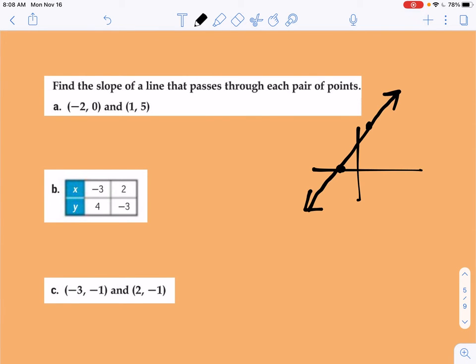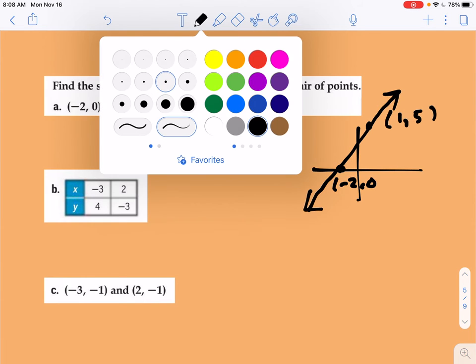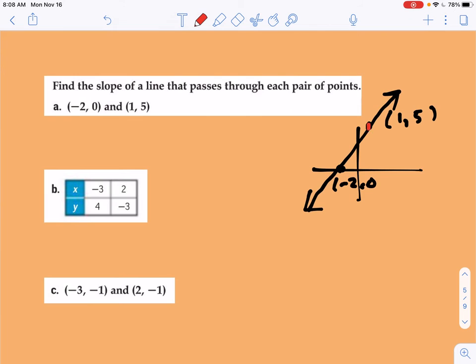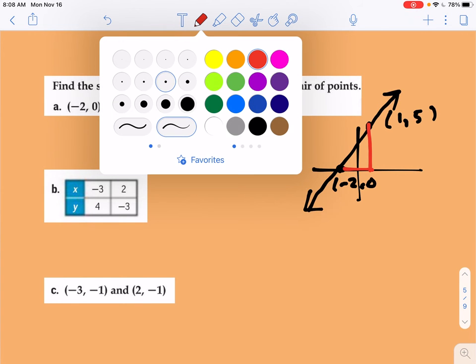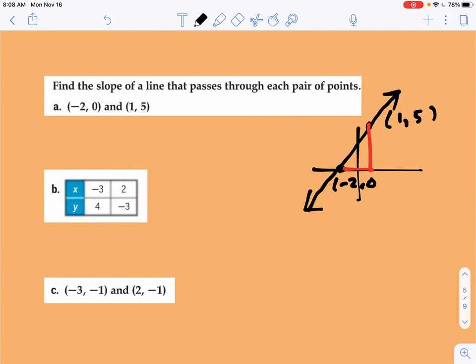Sorry, that's a little crooked, but that's the idea, right? And we've got (-2, 0) and we've got (1, 5). If I were to look at this in terms of building this out as a triangle, I would have something like that. And then for rise over run, your rise is how much does this go up or down? It's always from left to right, is it going up or down? From left to right, this thing is going up, and it's going up 5 units.